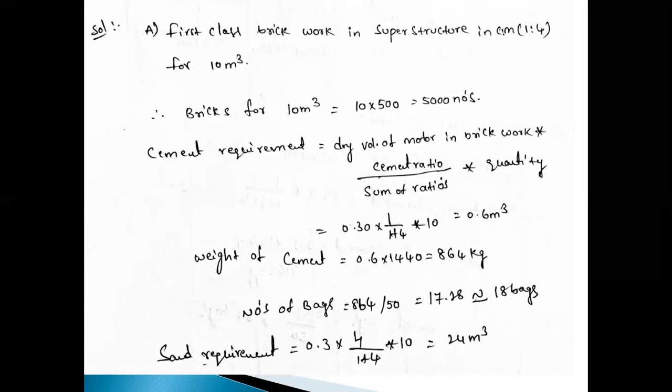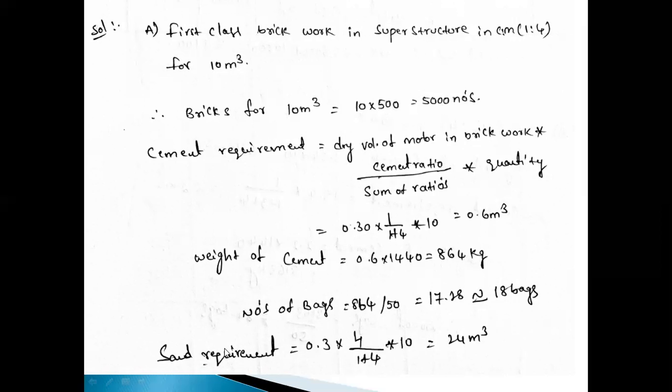Write down the solution. First class brickwork in superstructure in cement mortar 1:4 for 10 cubic meters. So here the cement mortar is 1:4. Here 1 is the cement, 4 is the fine aggregate, meaning sand. So first, bricks for the 10 cubic meters: 10 into 1 cubic meter. 1 cubic meter of bricks is 500, so 5,000 numbers for the 10 cubic meters of brickwork.